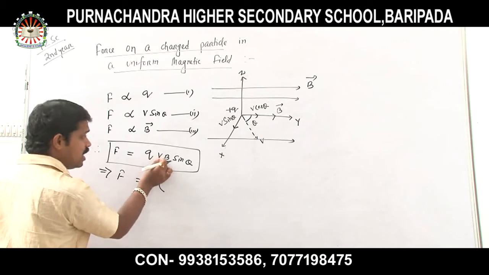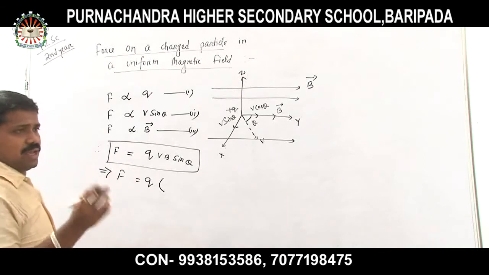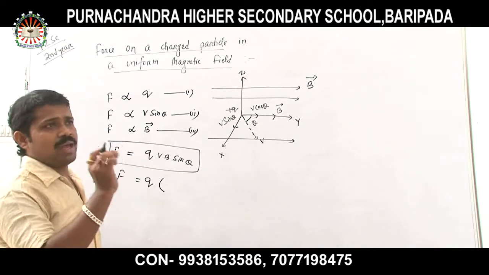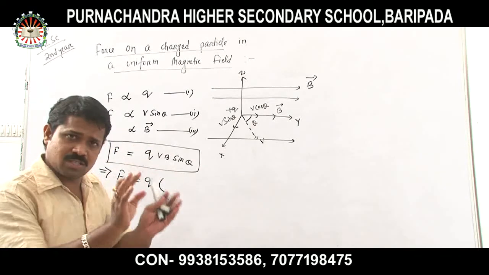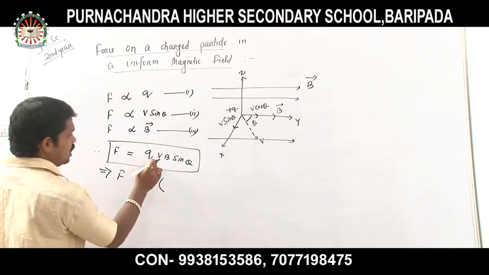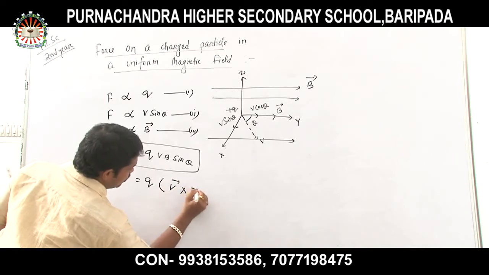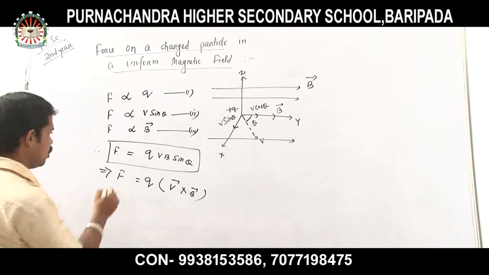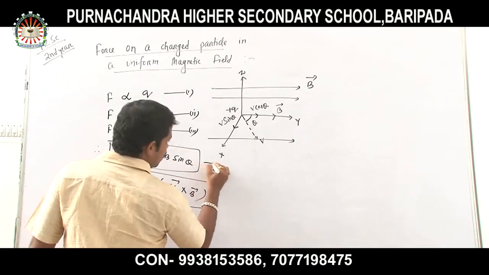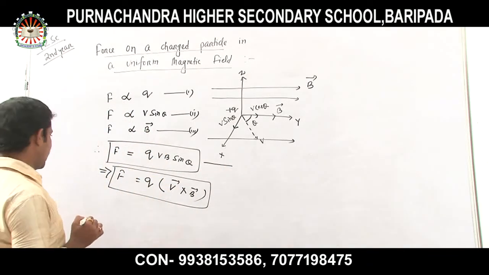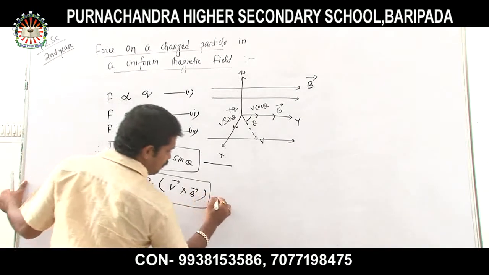B is also a vector quantity, and we know that if A is a vector and B is a vector, then A B sin theta gives me A vector cross product B vector. Similarly, V B sin theta I can write as V cross product with B vector. Clear all of you? So that is the expression. Remember, this is my magnitude expression or scalar representation of the amount of the force, and this is my vector representation of the force.